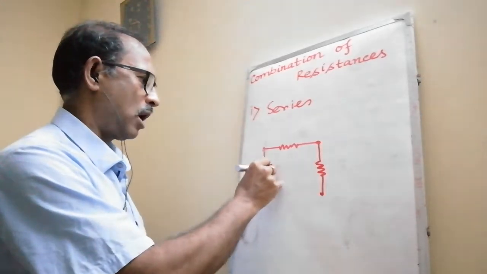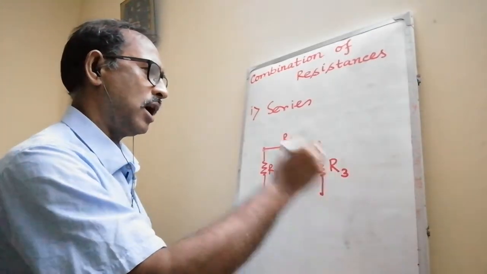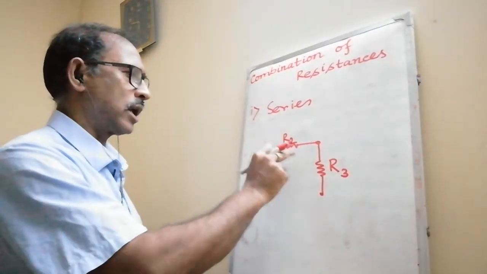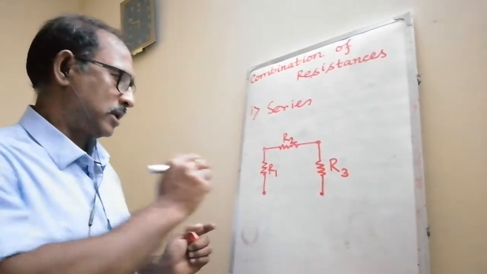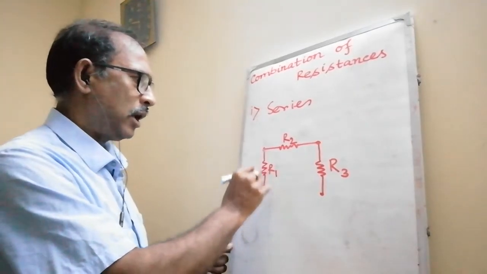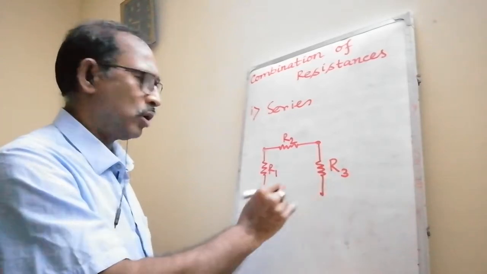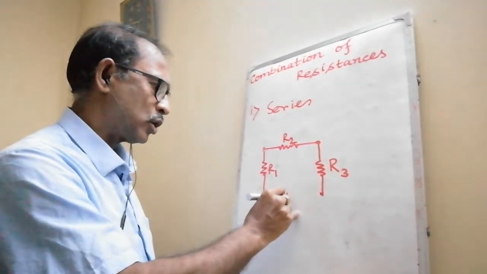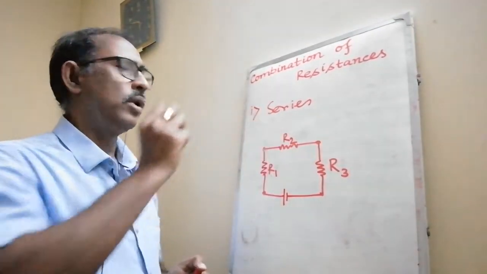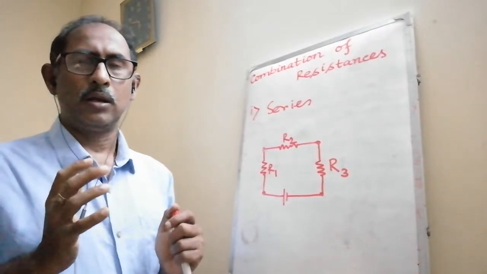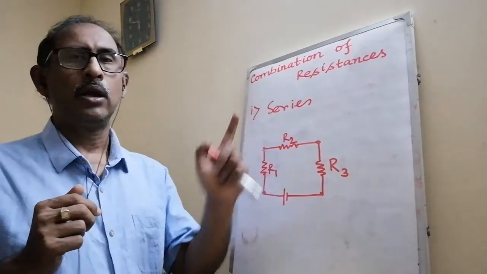It is the first resistor R1, the second resistor R2, and the third resistor R3. That means resistors are connected end to end. And at last, the first end of the first resistor and the second end of the last resistor are connected with the source of electricity. This type of arrangement of the resistors is known as series combination.